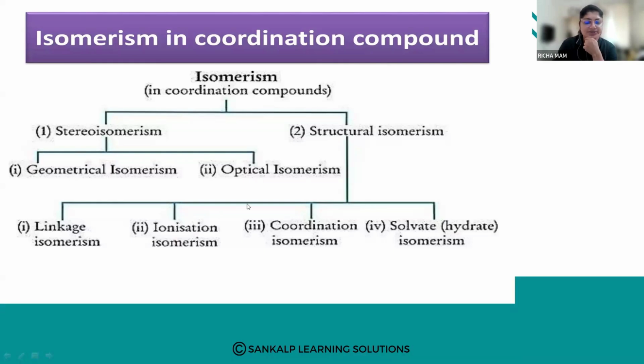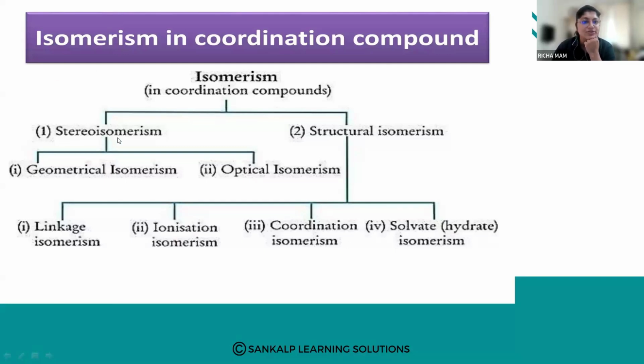Structural isomerism means what now? What do you mean by structural isomerism? They have the same molecular formula but different structural arrangement of ligands around the central metal atom. So they are called structural isomers. In structural isomerism, we have seen four types: linkage, ionization, coordination, and solvent. And we have seen the examples also.